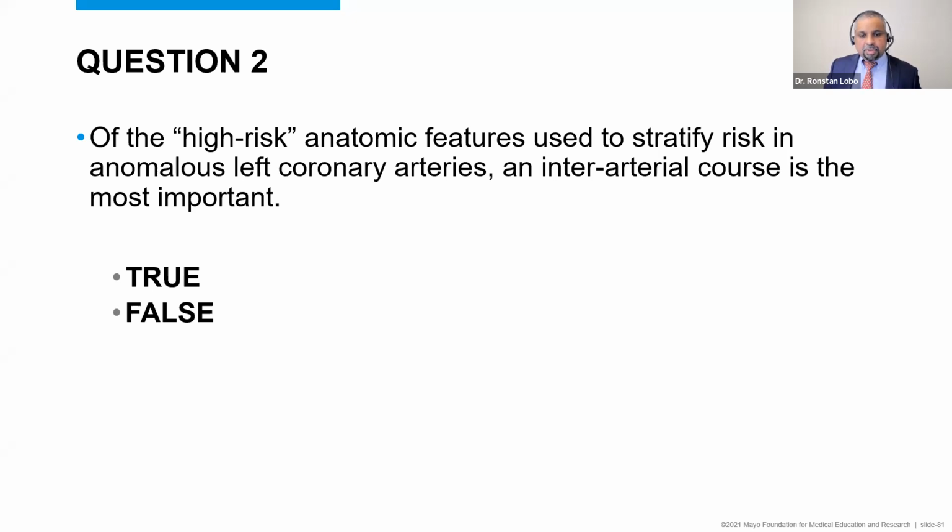Okay, we'll share the results here. So it's still a 50-50. To highlight, the reason this is false is because an interarterial course is not the most important risk factor. There's a lot of debate going on about it in the guidelines.